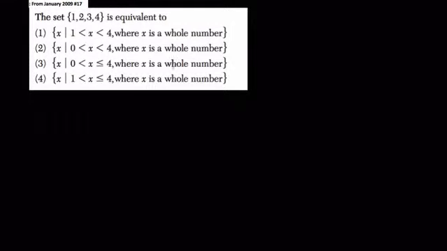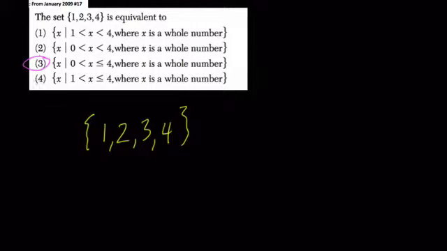Okay, so here they tell us the set, and that means the group of numbers, and the numbers we're looking at are 1, 2, 3, and 4. And they want to know which of the following notations actually represent that. So I'm just going to zoom right into the answer, and I'll start there because I think that'll help us backtrack and figure out why the others are actually not the answer.